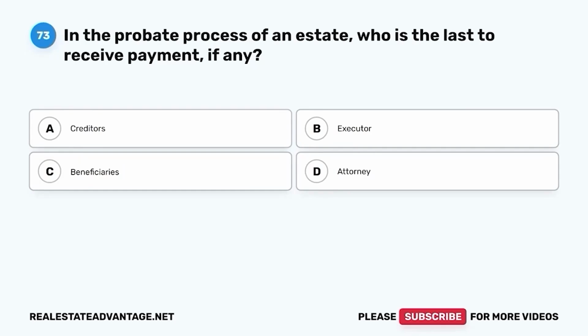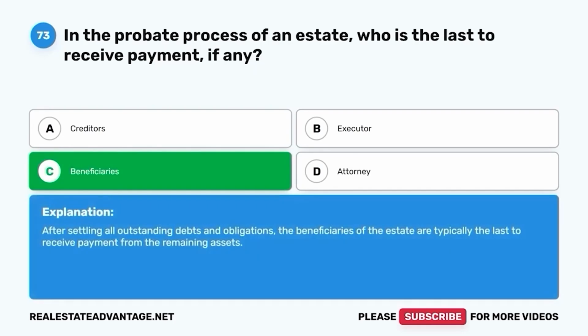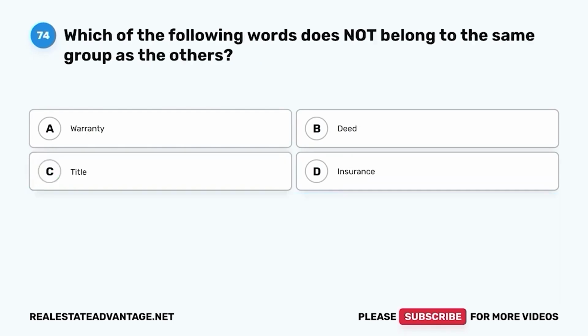A. Creditors. B. Executor. C. Beneficiaries. D. Attorney. The correct answer is C. Beneficiaries. After settling all outstanding debts and obligations, the beneficiaries of the estate are typically the last to receive payment from the remaining assets. Question 74.